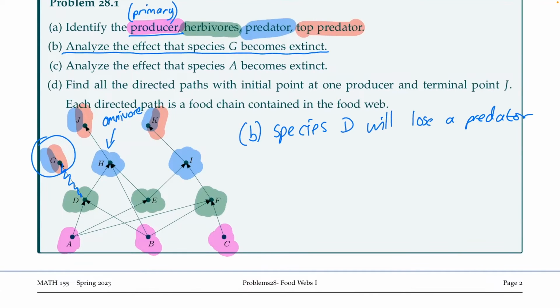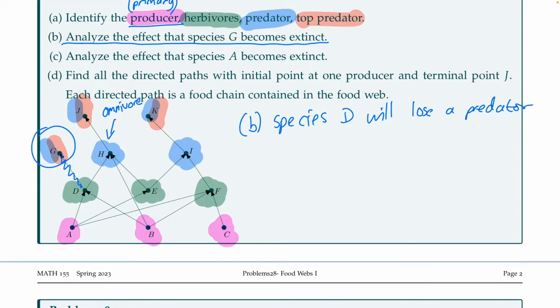Suppose this is a mountain lion and a rabbit. The rabbits no longer have mountain lions as a predator. So that's what will definitely happen, but there are lots of other things that we could say that might happen. So what might happen? Well, as species D has lost a predator, I'll put this as might happen. Things like species D might increase. The population size of species D might go up because it's lost a predator.